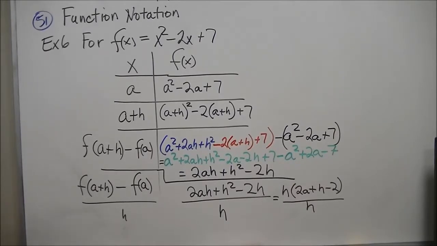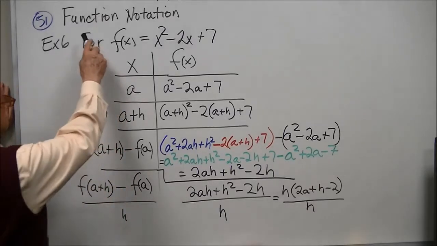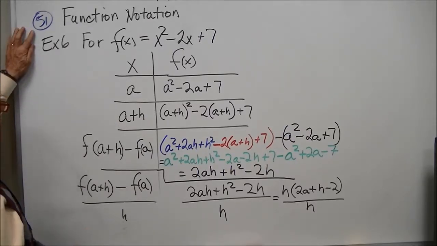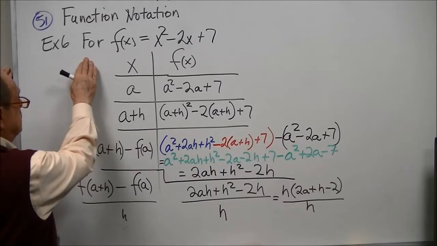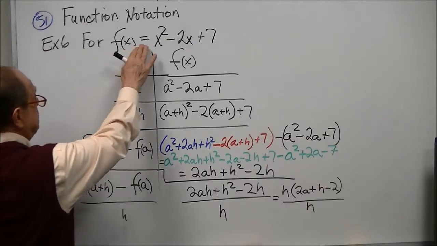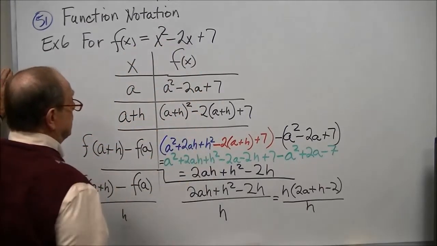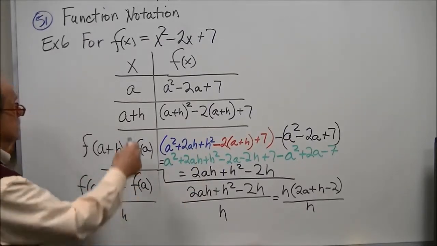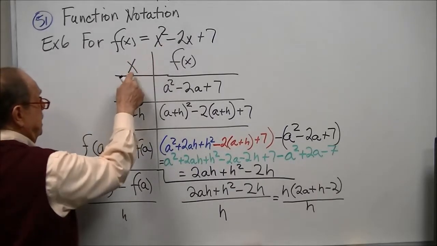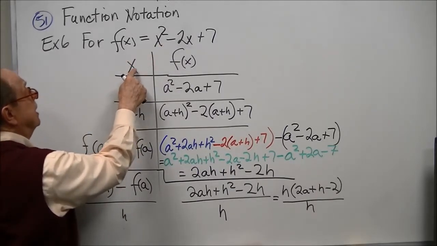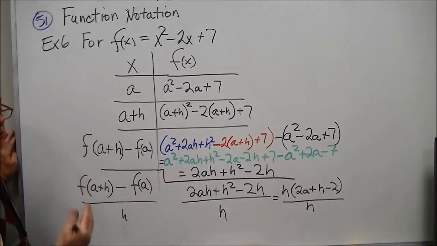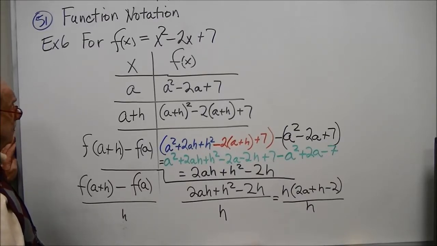Now in this next example, it's rather daunting. Again, we're dealing with function notation. Page 51 for details. Example 6. The function of x is x squared minus 2x plus 7. And now what they want you to do is to use this function, and they're giving you various values of x to put into that function and see what your output would be.